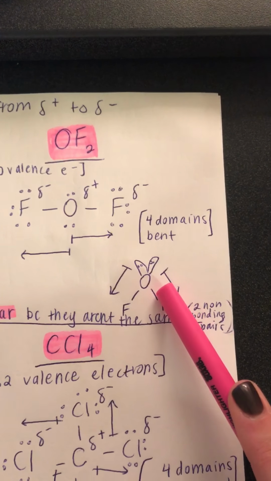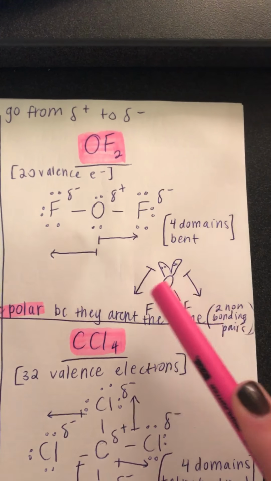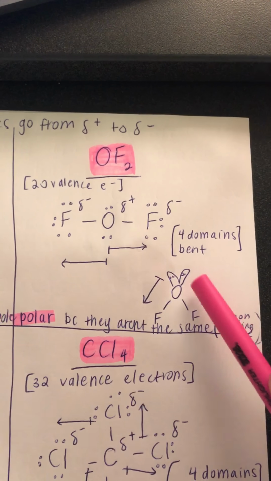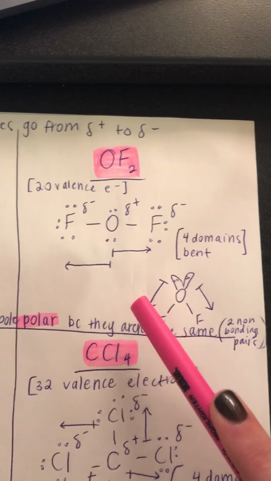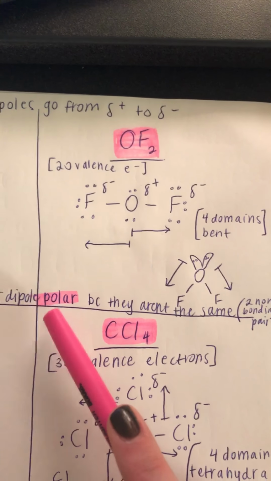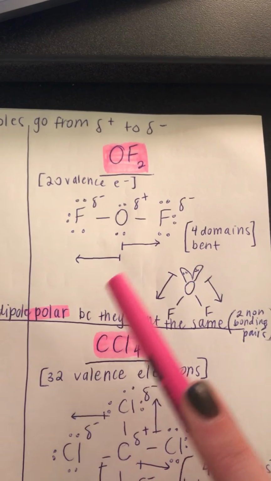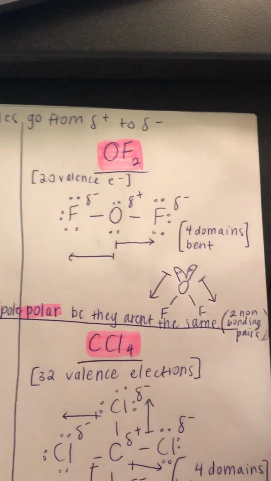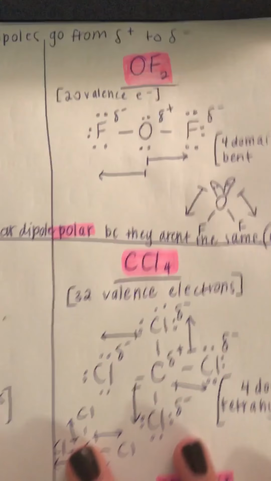So here you draw your molecular geometry with your 2 domains here, F and F, and then another 2 non-bonding pairs here and here. And then you can draw your bond dipoles as well. And so this molecule is going to be polar because the bond dipoles do not cancel out, because the bonding and non-bonding domains are not equal, which makes it polar.